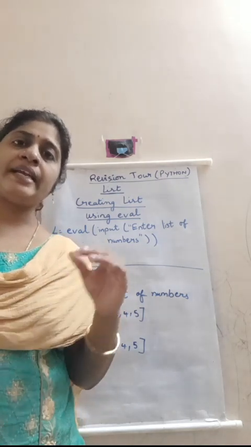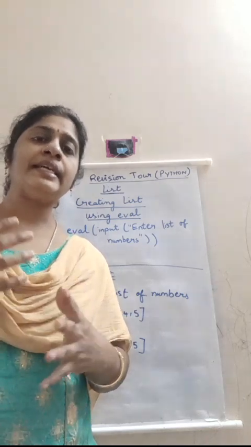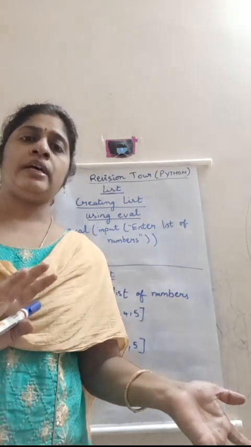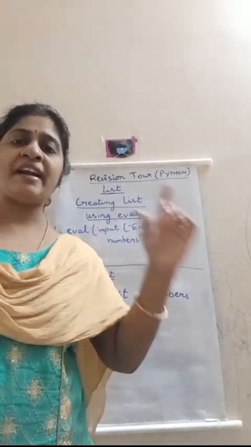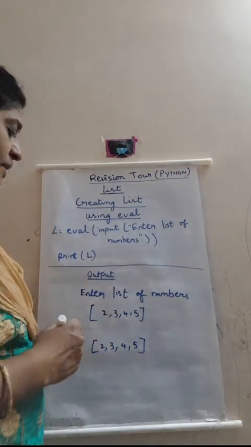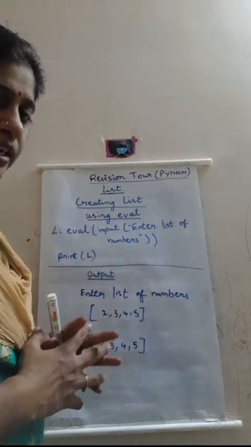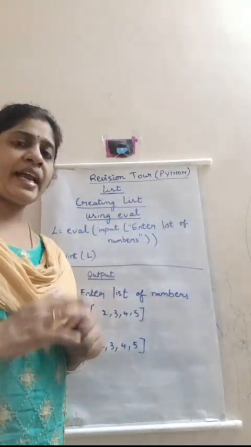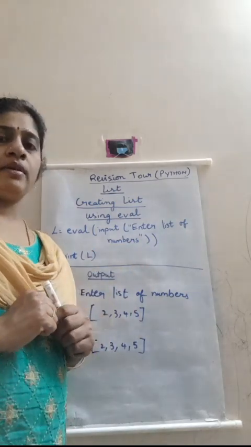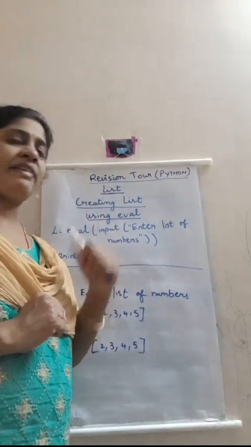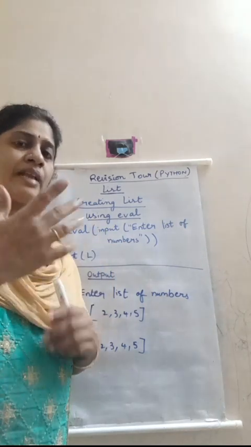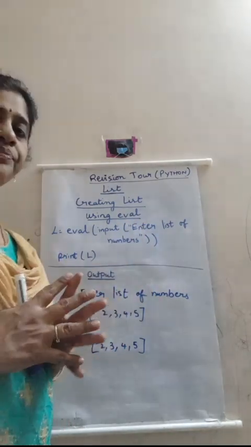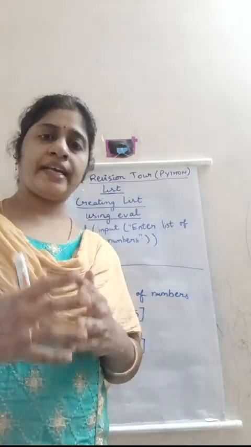One of the benefits is you can directly take the student information from the user and convert it into a list using the evaluate function. In one go, you can take from the user the student information like roll number, name, marks, within the square brackets, and store it in the list using the evaluate function. That we will see in the upcoming classes. So for now, we have learnt what a list is and how to create a list.